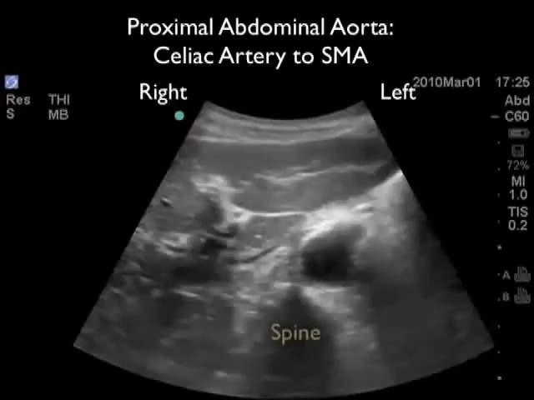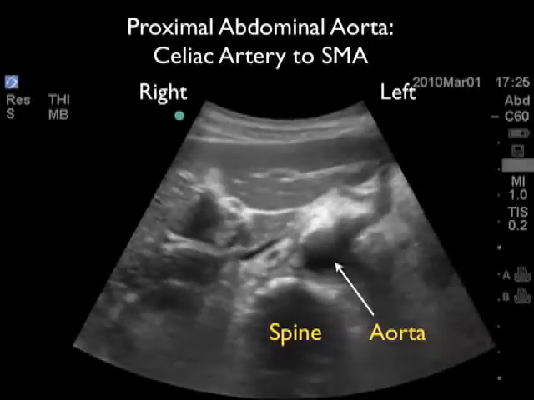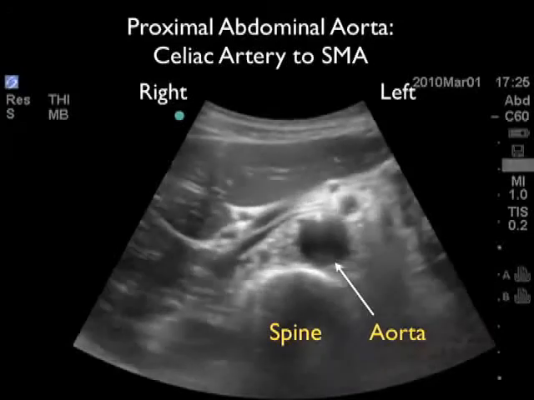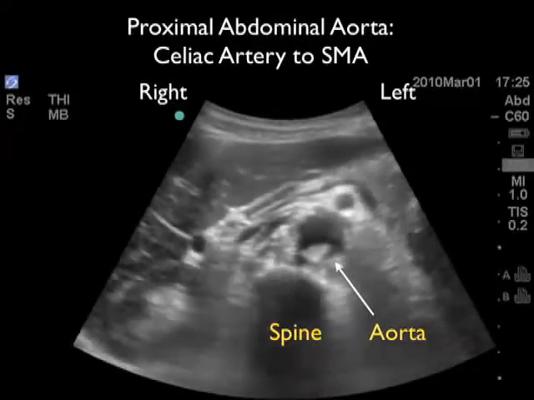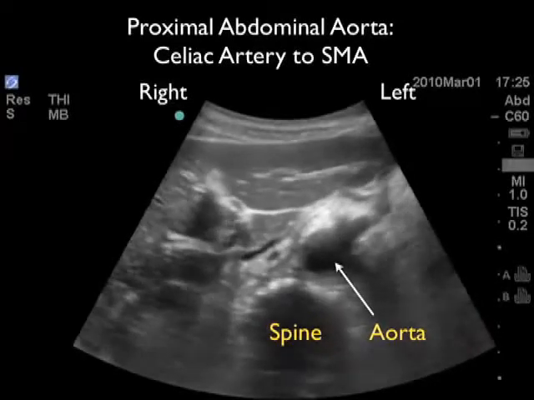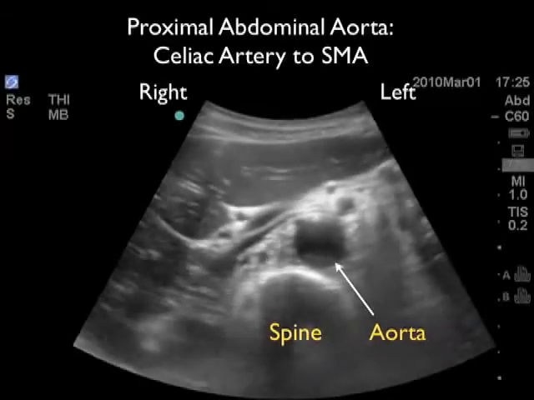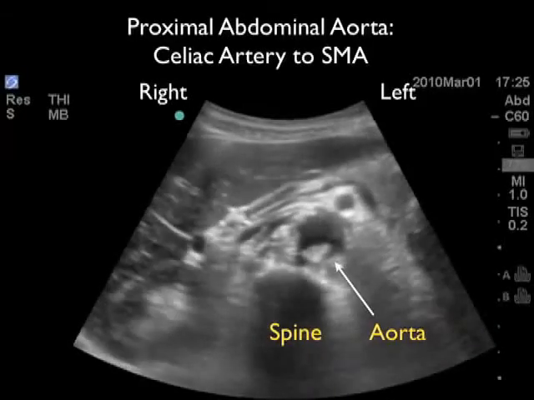This video clip shows the proximal abdominal aorta in short axis. We identify the spine and the aorta on top of the spine. There's the celiac axis coming off, and there's the superior mesenteric artery with a splenic vein over the top. So again, celiac, and there's SMA, and there's the splenic vein wrapped on top.